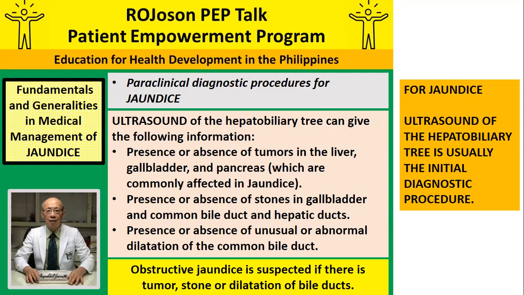Ultrasound of the hepatobiliary tree can give the following information: the presence or absence of tumors in the liver, gallbladder, and pancreas, which are commonly affected in patients with jaundice; the presence or absence of stones in the gallbladder, common bile duct, and hepatic ducts; and the presence or absence of abnormal dilatation of the common bile duct. If the common bile duct is dilated, even if there is no stone, you have to suspect an obstruction. Obstructive jaundice is suspected if there is a tumor, stones, or dilatation of the common bile ducts. This is how we interpret the results of the ultrasound.